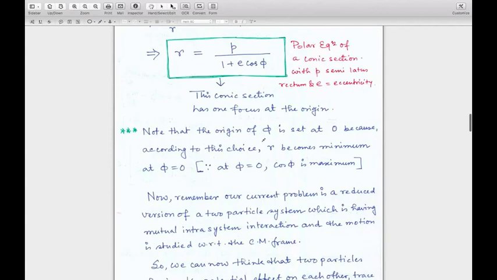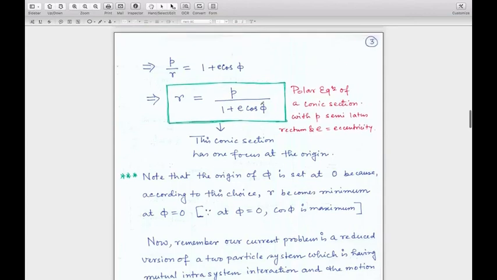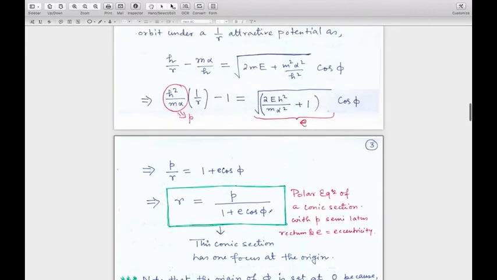So note that the origin of phi is set at 0 because we wanted to choose phi in such a manner that at phi equal to 0, r becomes minimum. That's exactly the case. If you had written a non-zero phi 0 over here, then it would simply have been p by 1 plus e cos of phi minus phi 0.